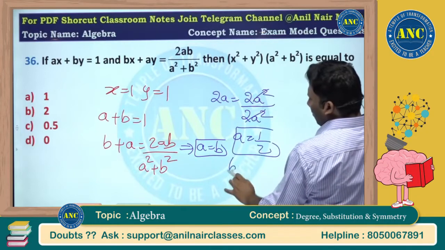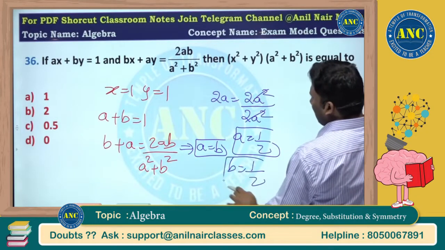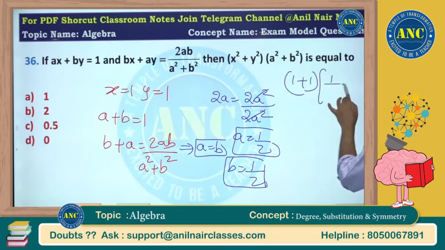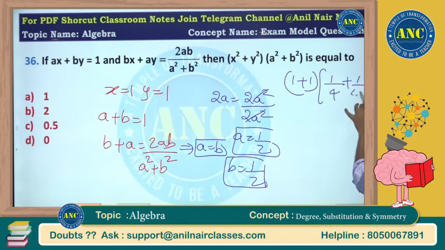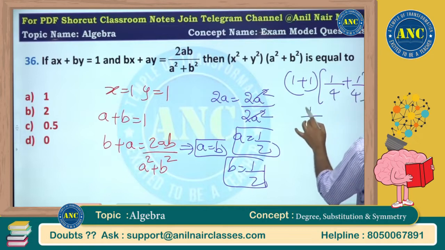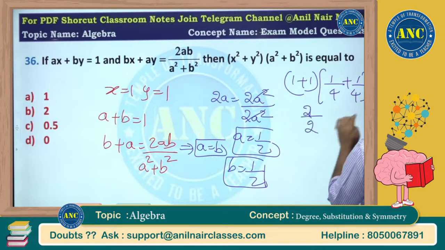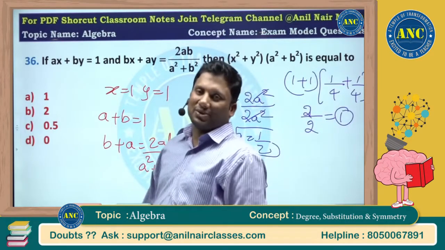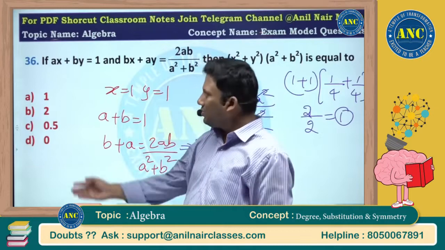If a is 1 by 2, b also is 1 by 2. 1 plus 1 into 1 by 2, 1 by 4 plus 1 by 4, 1, 2 into 1 by 2, 2 into 2 by 2. Answer is 1. Very, very easy question. Seems like a complex question, but once you solve it, it is very easy.